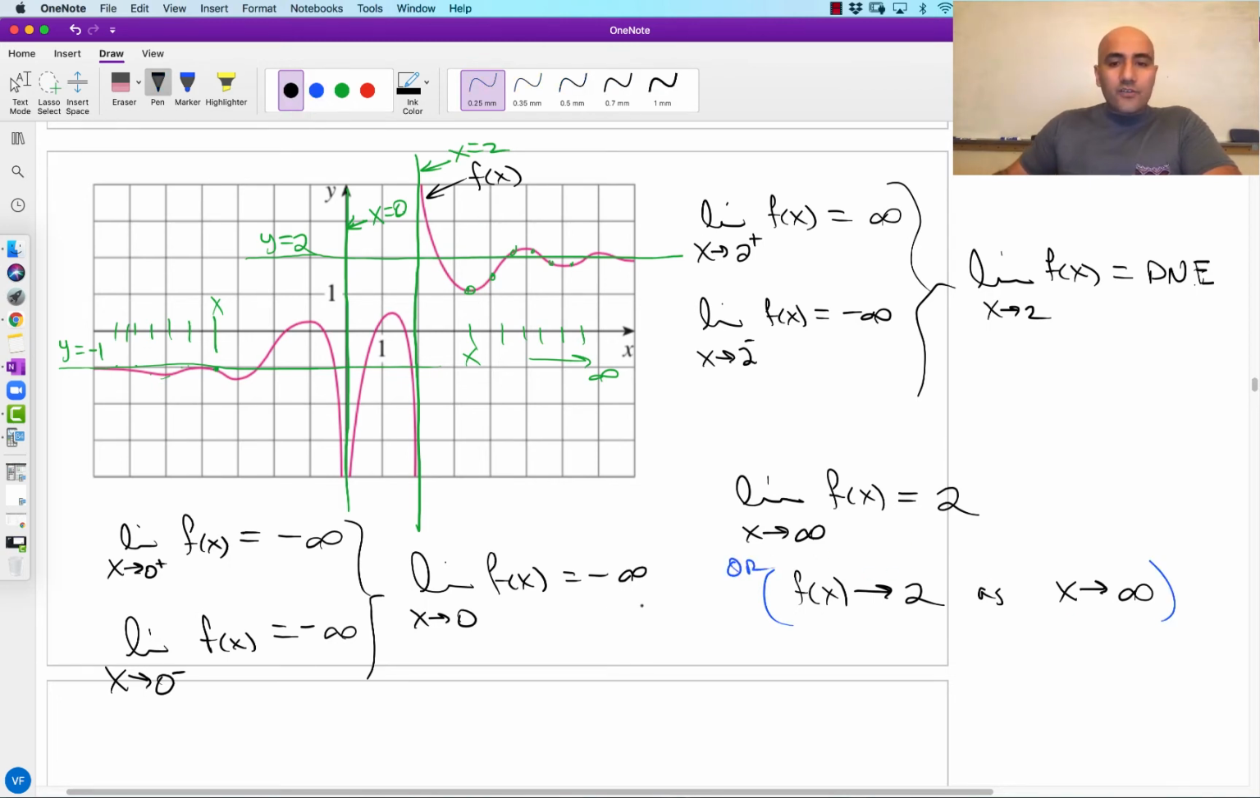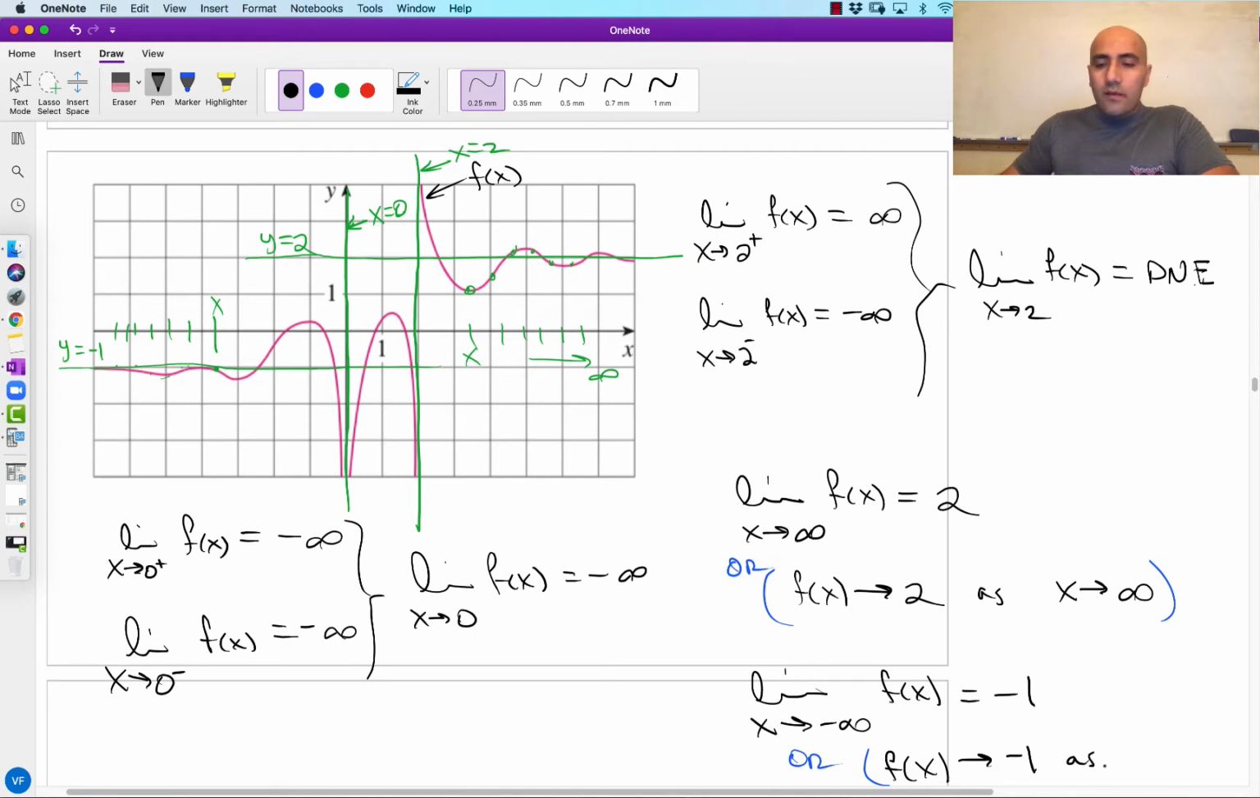Right? And then in the other direction, we have that the limit as x approaches negative infinity of f of x is growing toward negative 1. Right? I'm going to put another "or." We can also say that f of x is growing toward negative 1 as x is growing toward negative infinity. Okay, so the line y equals 2 and the line y equals negative 1 are horizontal asymptotes.